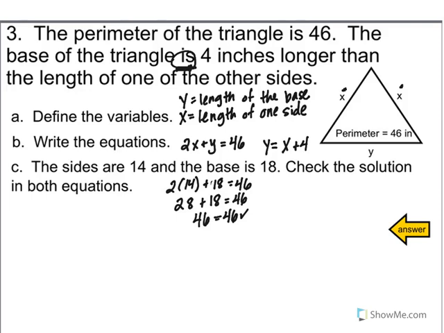Okay, let's look at another one. So we have, let's check our next one. So we have 18 is y, and then 14 plus 4, because 14 was x. 14 plus 4 is 18, so 18 does equal 18, so we're also good with this one.